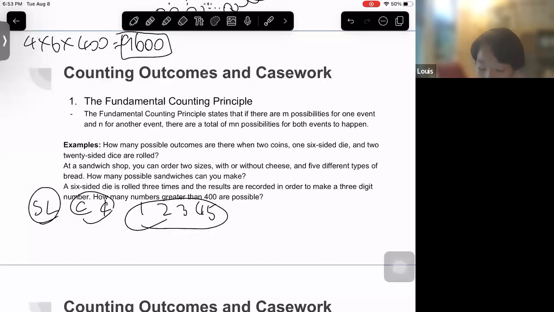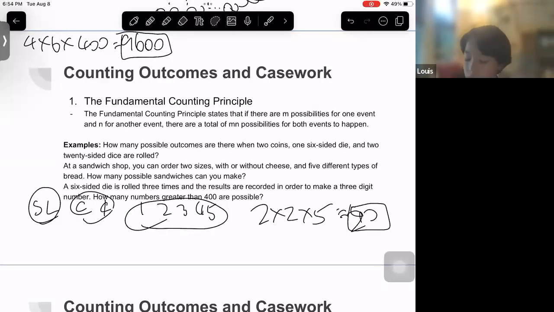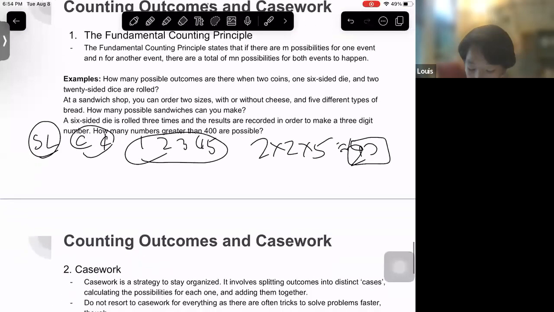And then for the second one, the sizes are S and L, with or without cheese, and then the 5 sandwiches, 1, 2, 3, 4, 5. And then since all of them are independent, we just have 2 times 2 times 5, which is 20 sandwiches we can make.